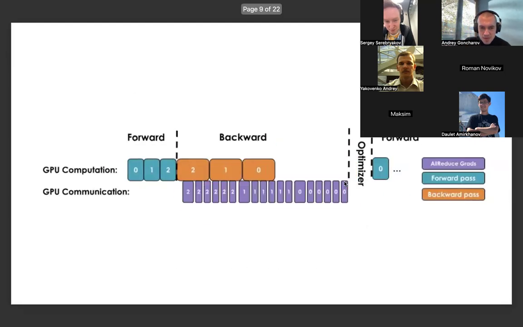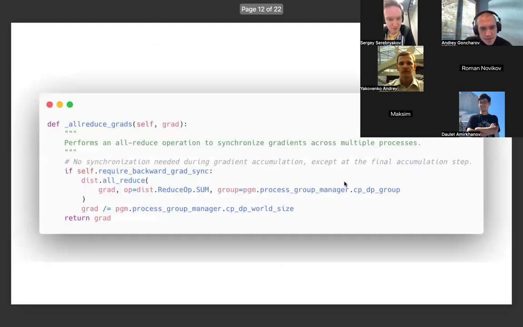But based on the code that I see here, I don't think this code really tells us much. It's dist.all_reduce, and what happens under the hood of this? Okay, yeah, it might be some kind of streaming-based stuff, maybe. Does anyone know?